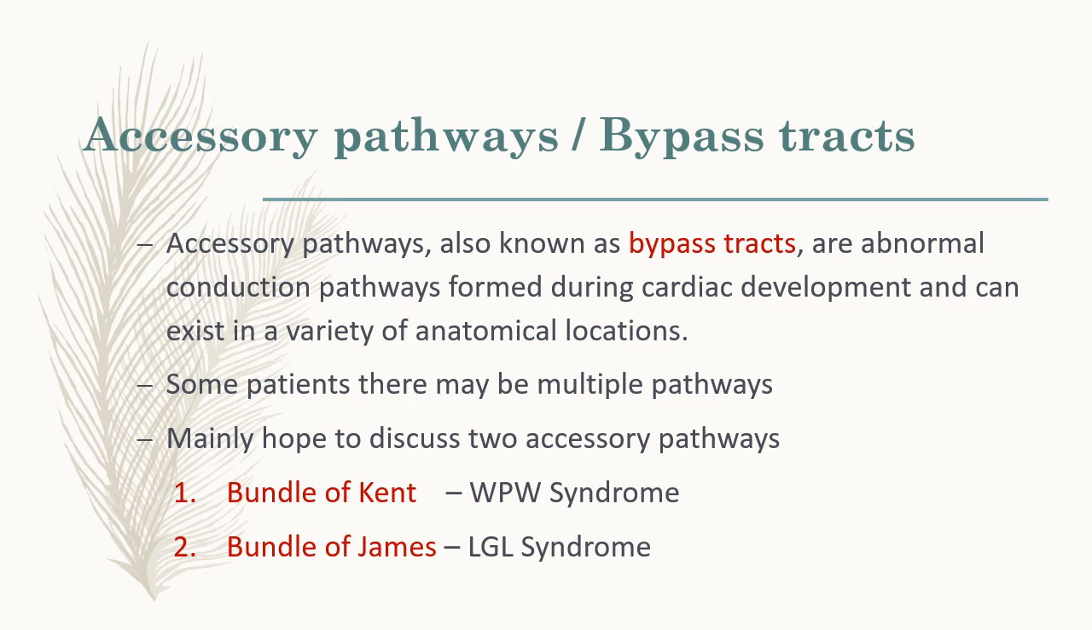Let's see what an accessory pathway is. It's also known as a bypass tract. It's an abnormal conduction pathway formed during cardiac development and can exist in a variety of anatomical locations. In this lecture session, I hope to discuss two accessory pathways. They are the bundle of Kent and the bundle of James.